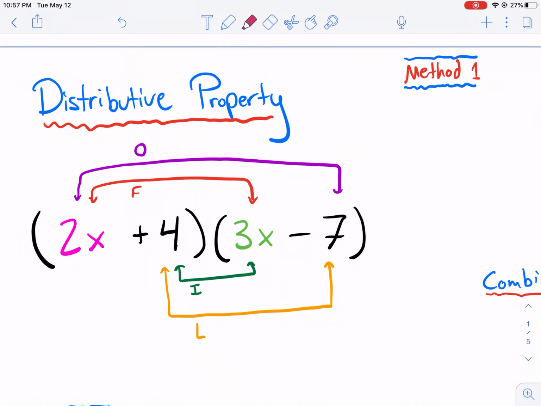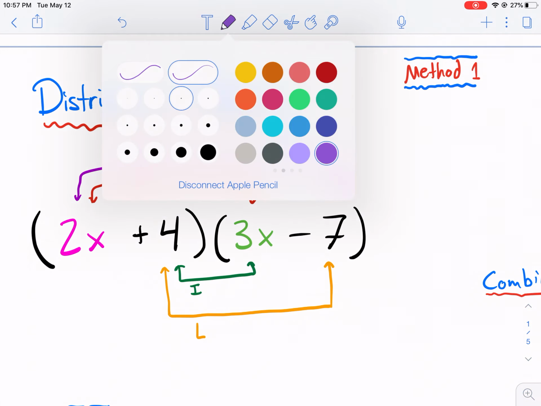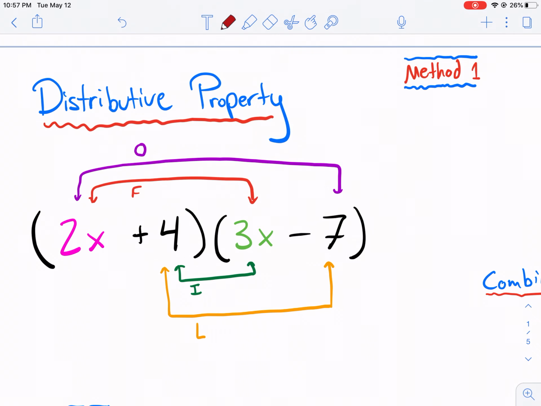So what we're going to do is take the 2x and multiply it by the 3x. And then we're going to also distribute the 2x to the 7. Okay. Now there's a special way to understand the relationship between these. So we call this the first terms.